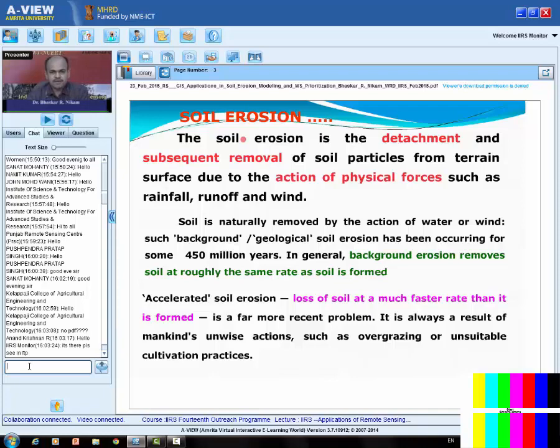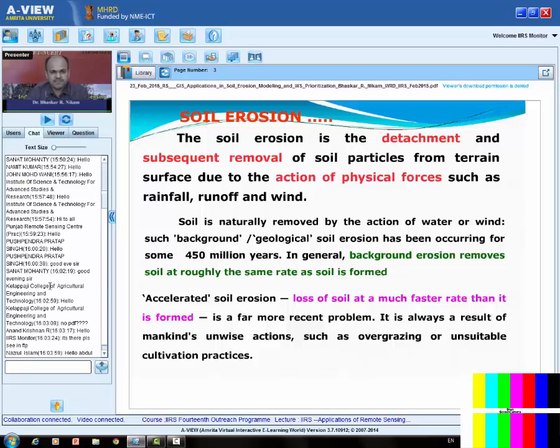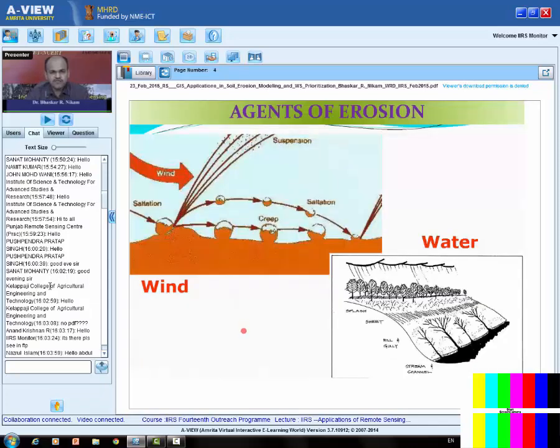Now it's not that soil erosion occurs because of human interventions only. As there is a natural process of soil formation, there is a natural process of soil erosion also, but the rate of natural soil erosion will be very low, so it's called background erosion. And another one is accelerated erosion. As the name indicates, it is the accelerated rate of soil erosion, and the rates get accelerated because of human activities. That's why we call it accelerated soil erosion.